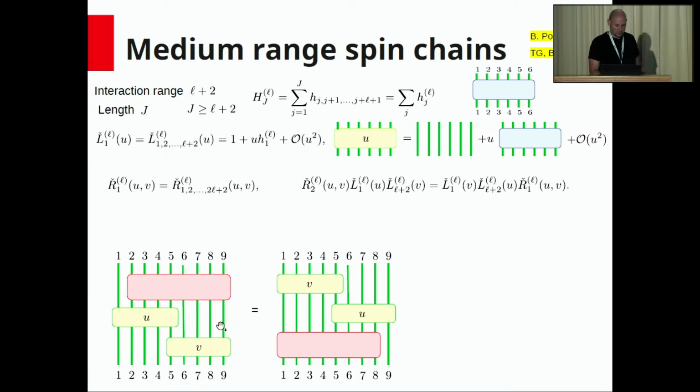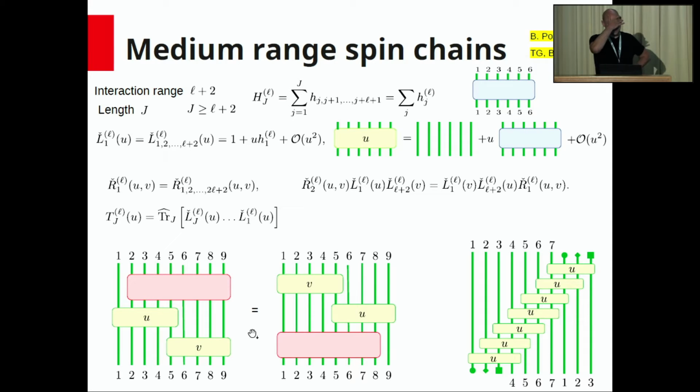And this is the graphical interpretation for the case when the interaction range is 5. So this red box is the R matrix, and these are the Lax operators. And if we commute the R operator, the action of this commutation is that the rapidity parameters are changed in the Lax operator. So this is the RLL relation.